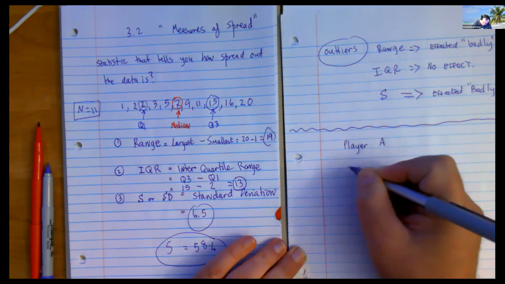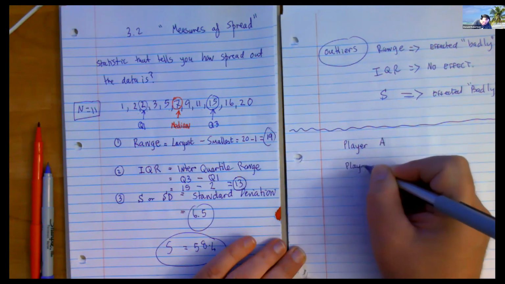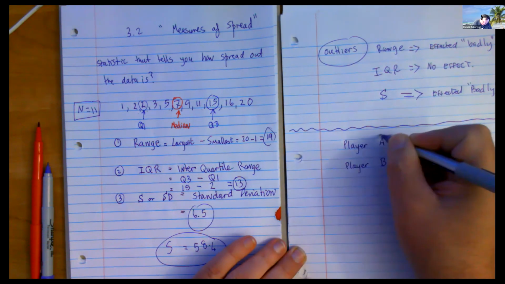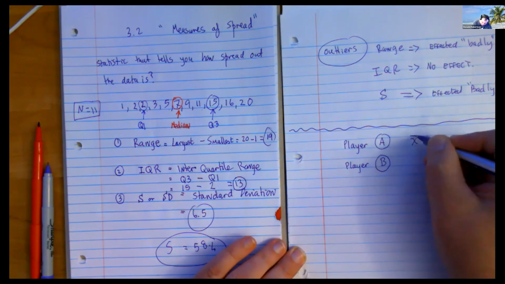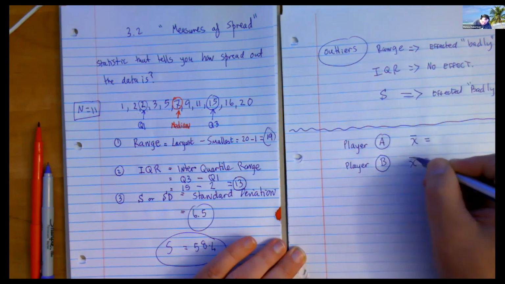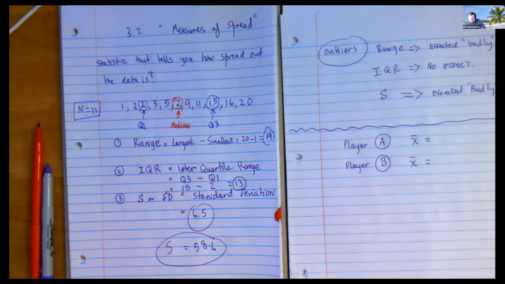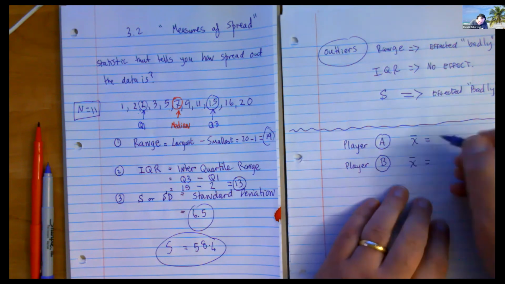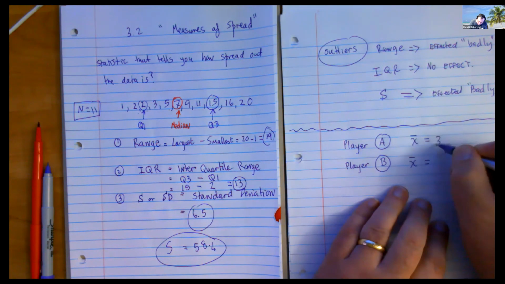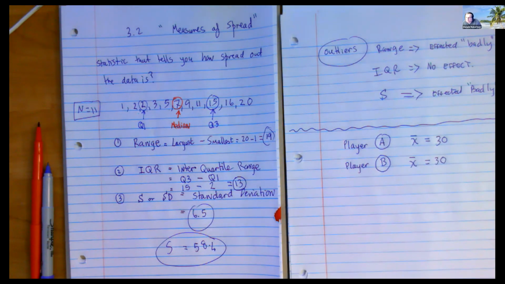I'm going to have two players, player A and player B. And the only thing I'm going to tell you about these two players are two of their statistics. First thing, I'm going to tell you what their mean is. Their mean is 30. So in a typical game, this guy, if you let him play for the whole game, will score 30 points.